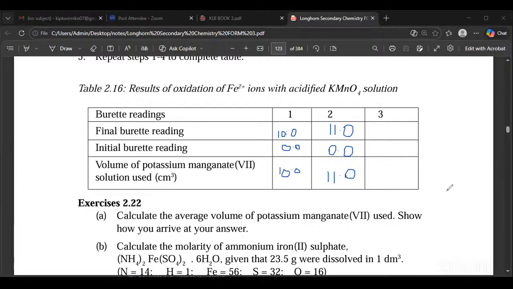And then rule number 3, which will help you answer question number A in exercise 2.2. Calculate the average volume of potassium used, average titer. Is you write values. Make sure that the values that you have filled in that table, at least 2 of them, should be having a difference of plus or minus 0.2.